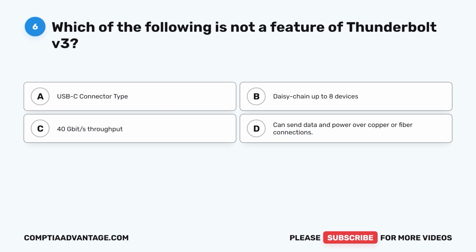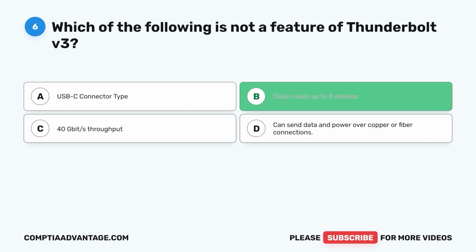Question 6. Which of the following is not a feature of Thunderbolt version 3? A. USB-C connector type, B. Daisy chain up to 8 devices, C. 40 gigabits throughput, D. Can send data and power over copper or fiber connections. The correct answer is B. Daisy chain up to 8 devices.